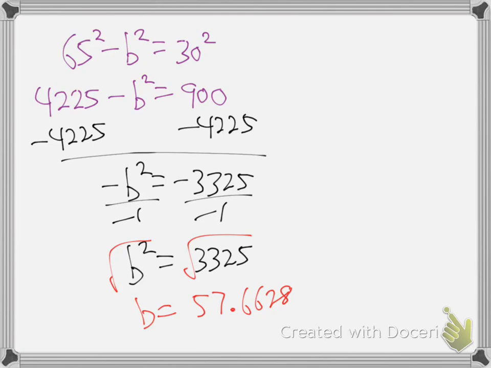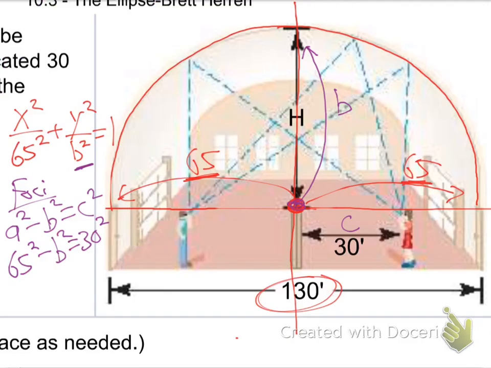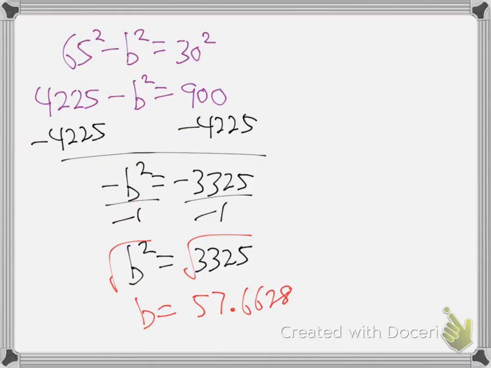What number was it? I didn't write it, did I? 23, thank you. That was number 23, Whispering Gallery. 57.6628. Good, questions?